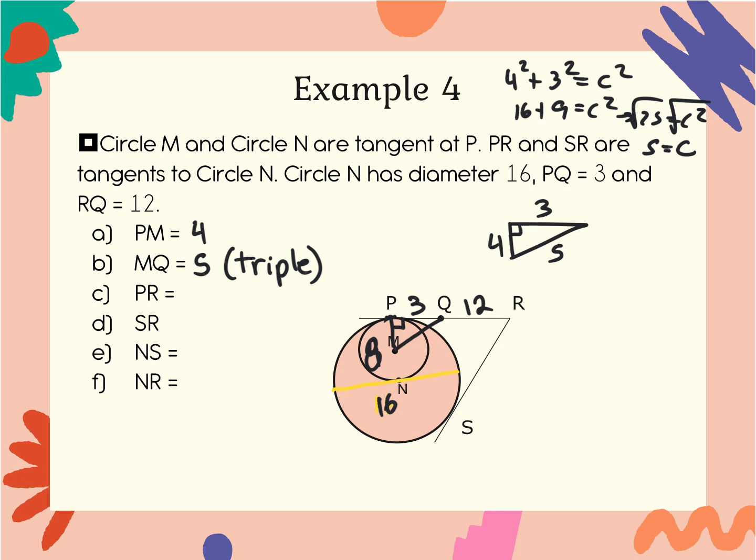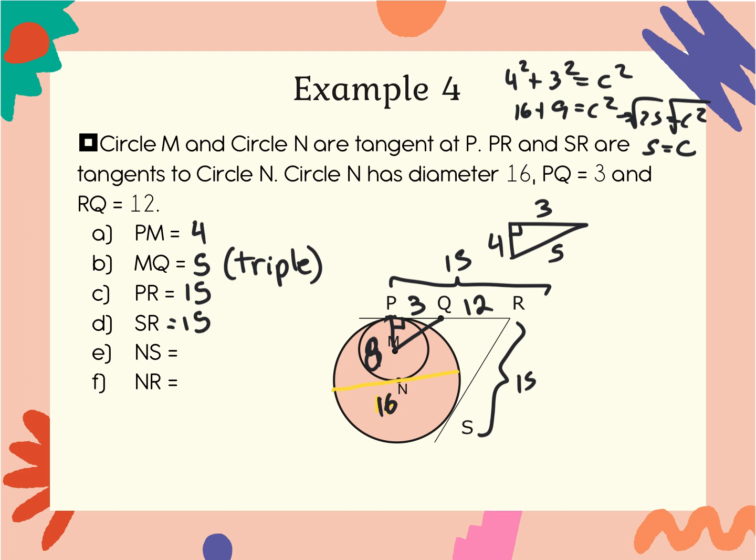Now they're asking for PR. PR is this whole segment, so I'm just going to go ahead and add 12 plus 3 to give me 15. That's how I got PR is equal to 15. Now SR, they want us to solve it, but if you guys remember from the snow cone slide, those two segments are going to be the same since we know they are tangent because it is given to us in the instructions, so they're both 15.